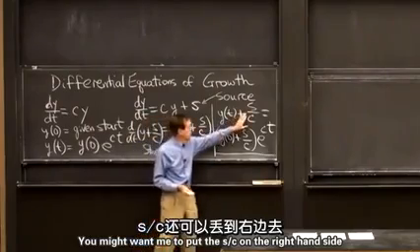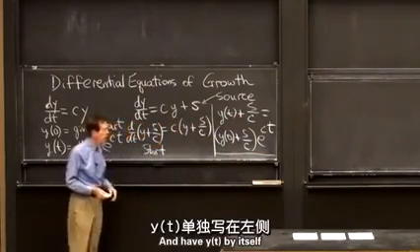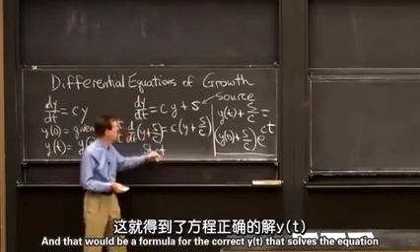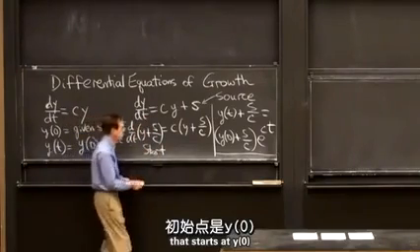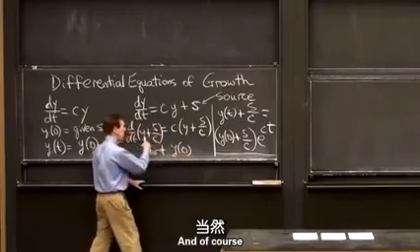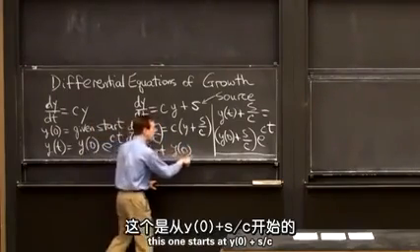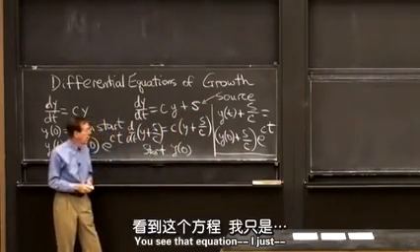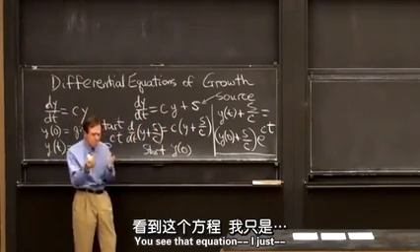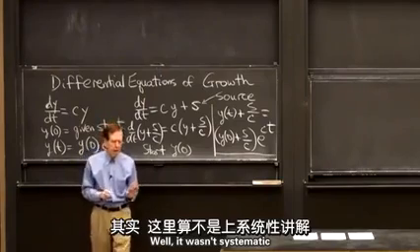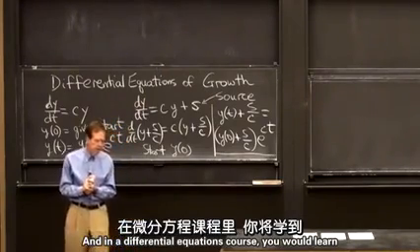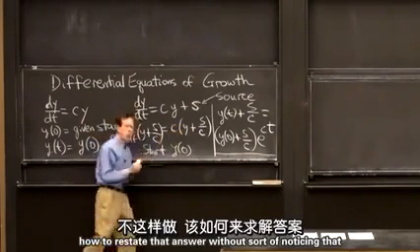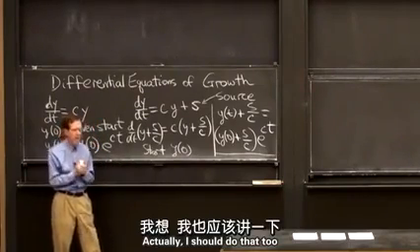You might want me to put s over c on the right-hand side and have y of t by itself, and that would be a formula for the correct y of t that solves this equation that starts at y of 0. And of course, this one starts at y of 0 plus s over c, and that's why we see y of 0 plus s over c right there. Do you see that equation? Well, it wasn't really systematic. And in a differential equations course, you would learn how to reach that answer without sort of noticing that, actually, I should do that too.